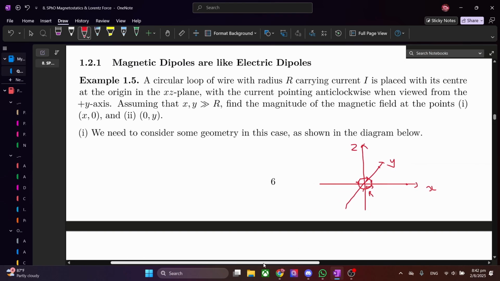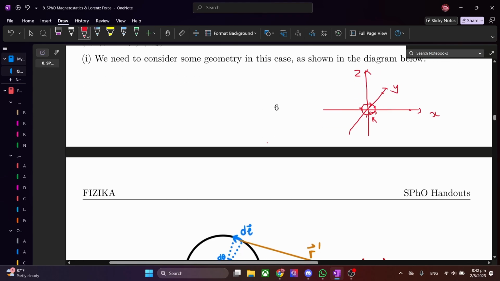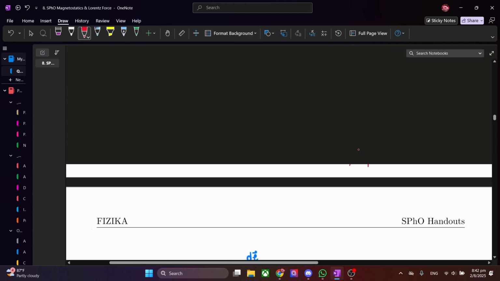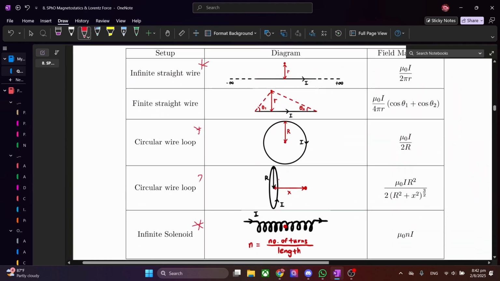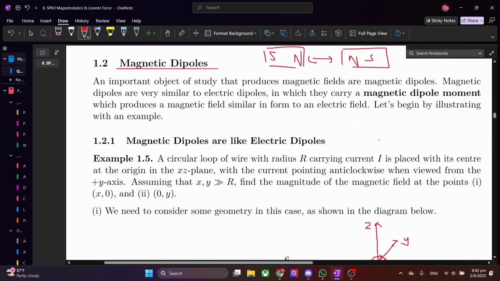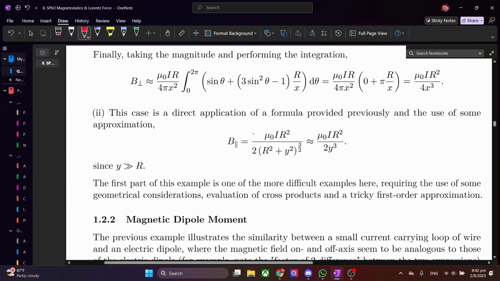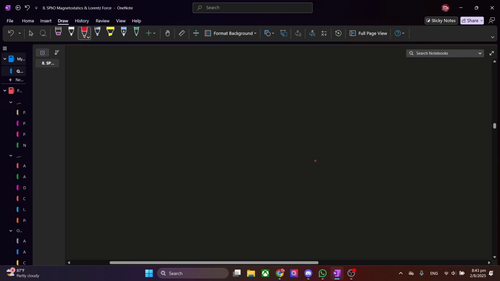To do that, I won't go too much into the details, but the second part should be easier, and I think you should already realize that that's basically this formula where you have a circular wire loop and you just get this quite easily. This is your direct application of the formula.